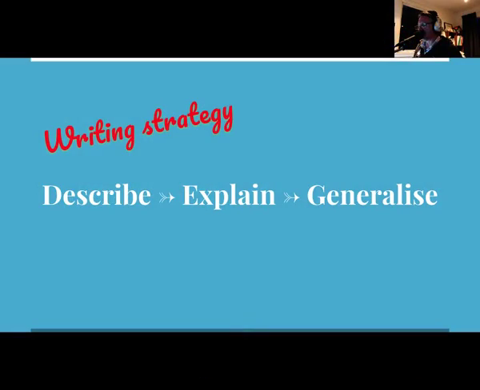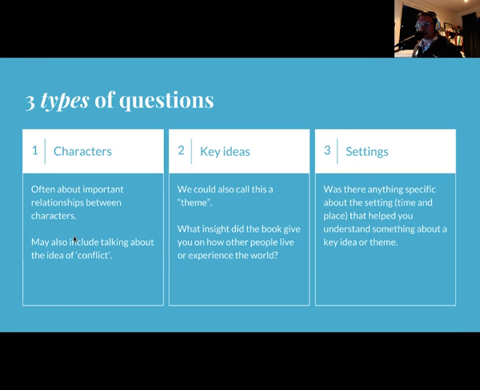Okay. Oh, I sort of lost my slides for you a bit there. So there's the 3 things: characters, key ideas, and settings. There's a question about character, a question about key ideas, and a question about setting, and you pick one of them.